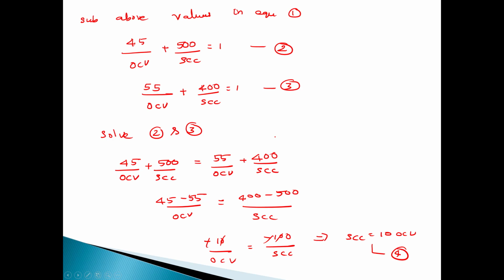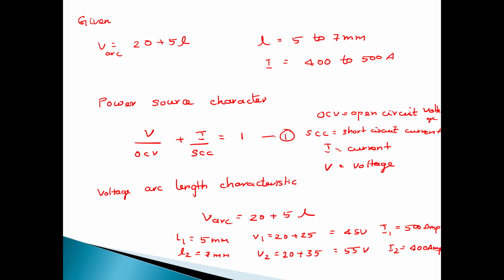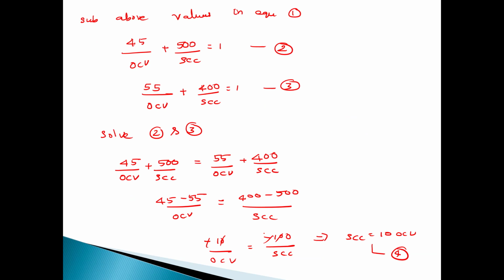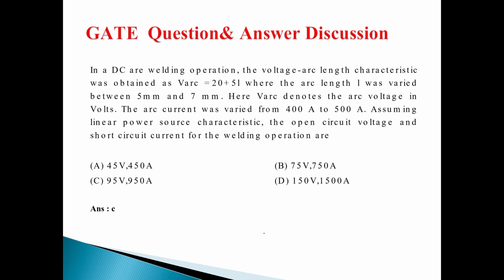So we are using this power source characteristic. By using the given data, we are making two equations and we are equating those two equations to get the required answer. So here the option is C, 95, 950.